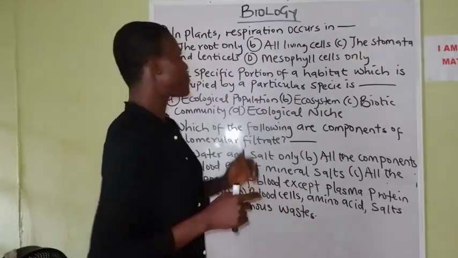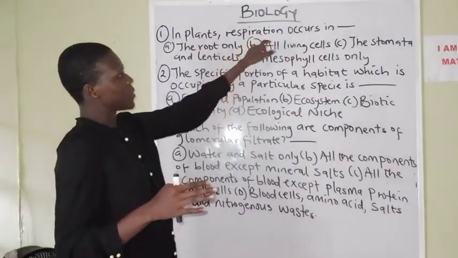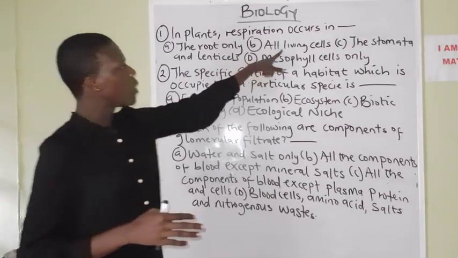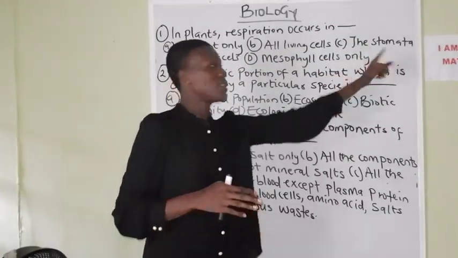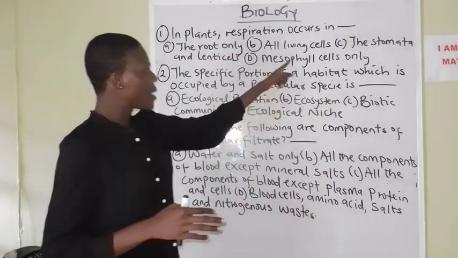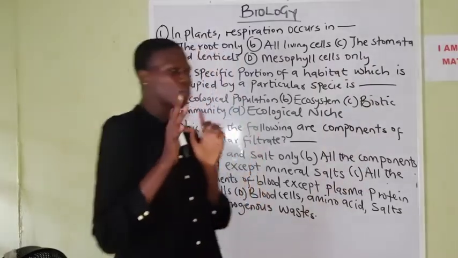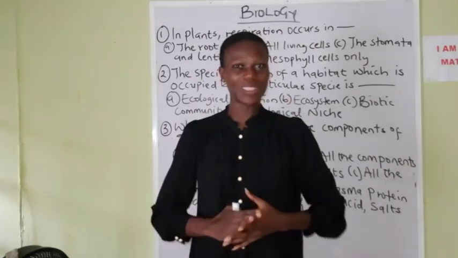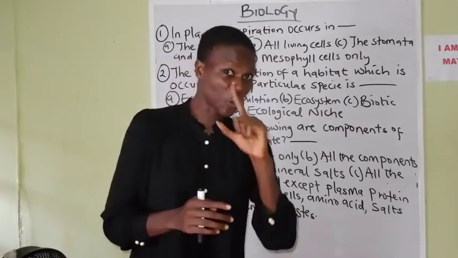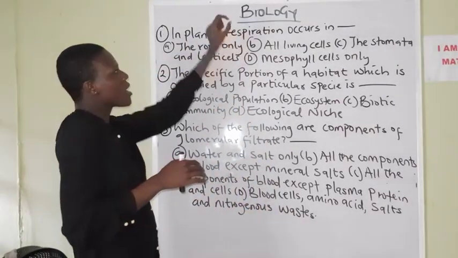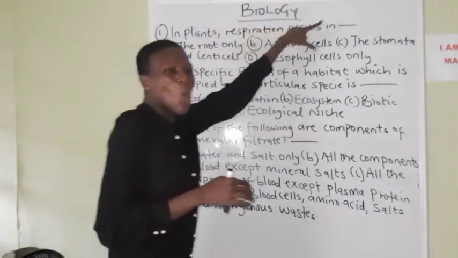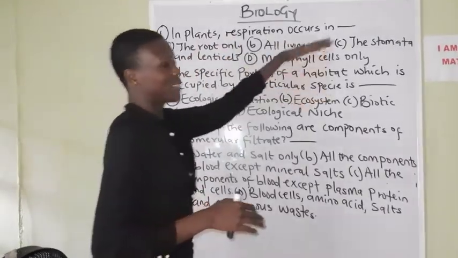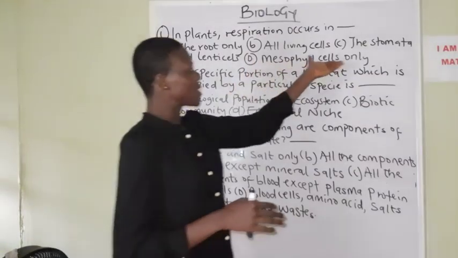The first question says, in plants, respiration occurs in dash: A, the roots only; B, all living cells; C, the stomata and the lenticels; D, the mesophyll cells only. Now if you look well, let me tell you something. The best way to answer a question is to understand the question first of all, then you can answer.